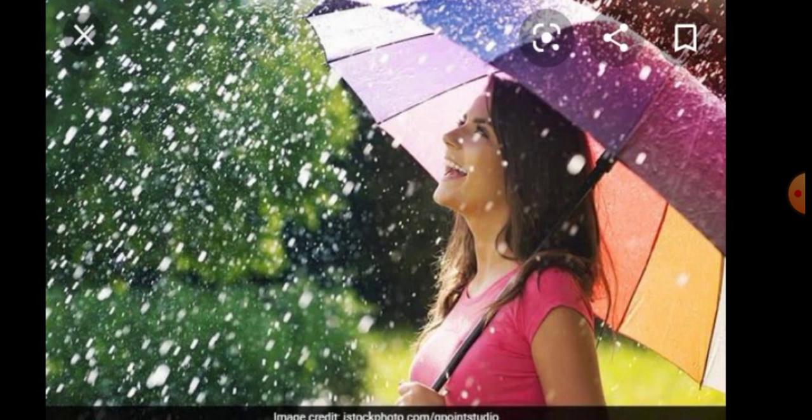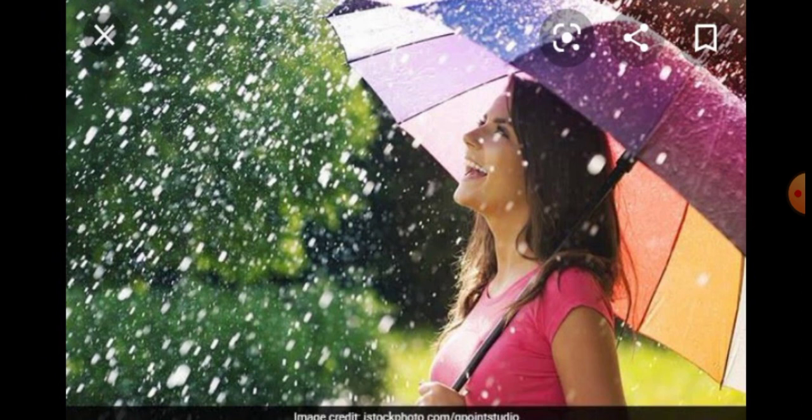This season brings rain. It is also called the rainy season. During this season, most of the regions require average rainfall.